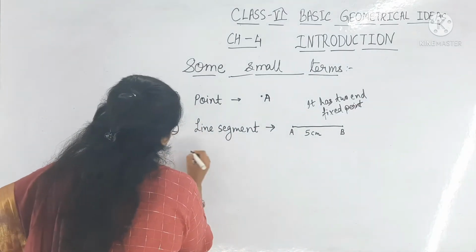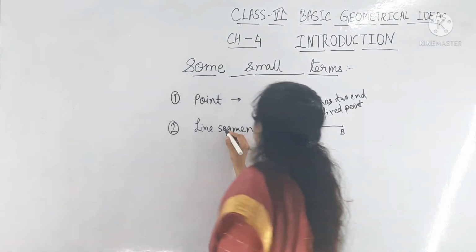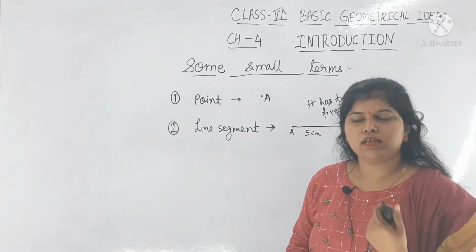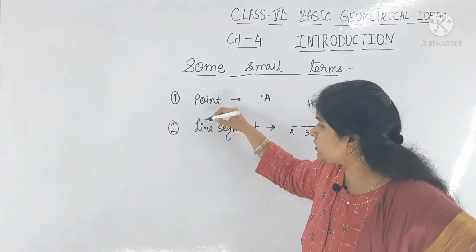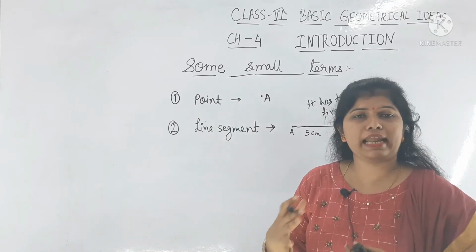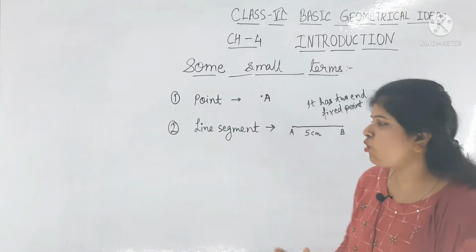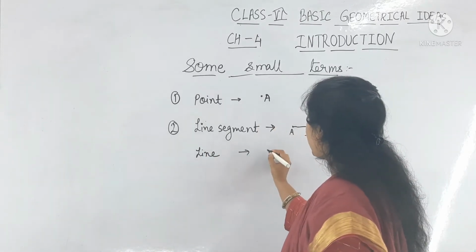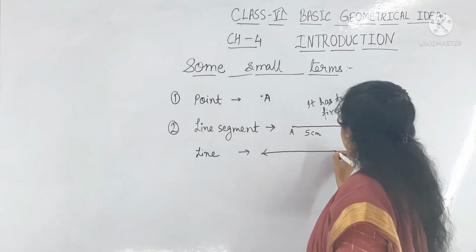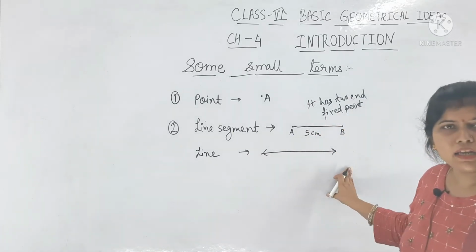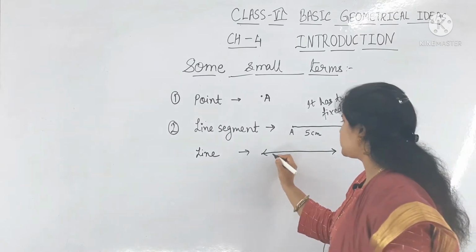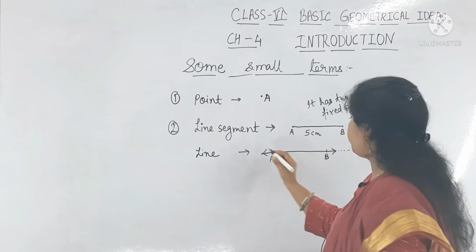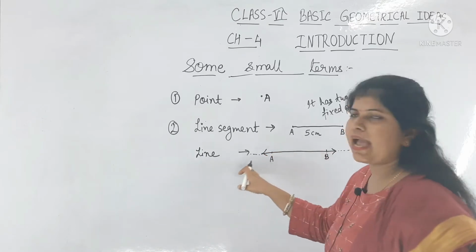Now the third is, it can be asked to tell the difference. It can be a question like this: the difference between line segment, line and rays. So here I am defining the line. A line has no fixed point and it is simply represented by an arrow at the 2 ends, that is A and that is B. Okay, means it is infinite, it can be extended.